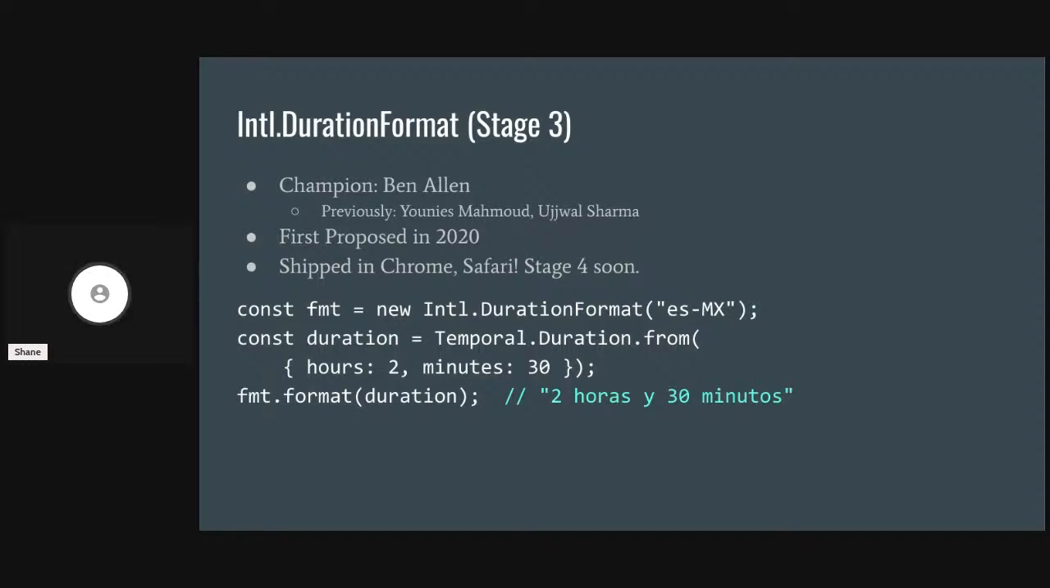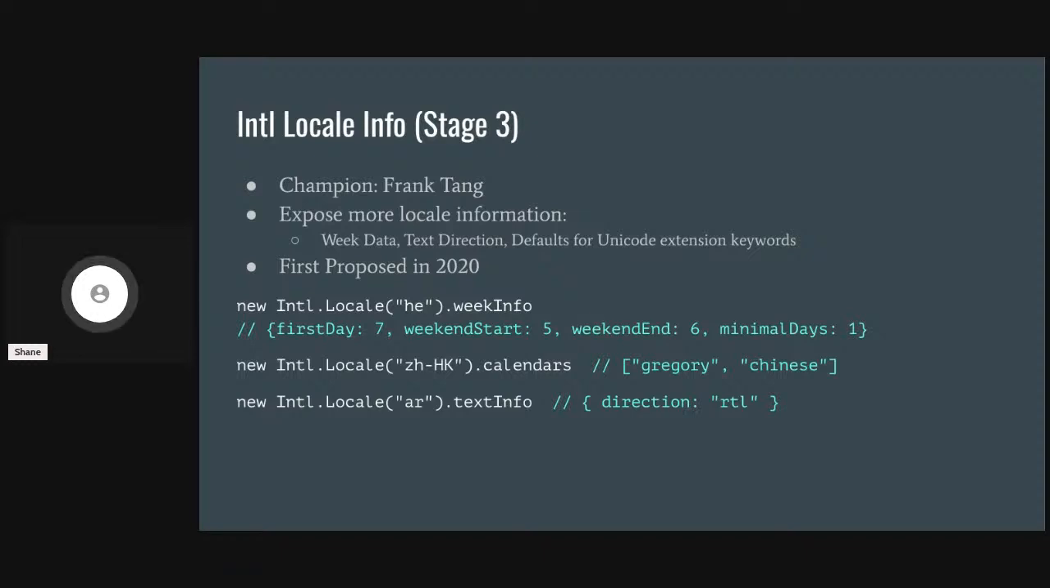So interval duration format is stage 3. It's being shipped in Chrome and Safari, which is a big milestone. And we're expecting to put this up for stage 4 soon, not this meeting, but hopefully next meeting for TC39. This is how you can use interval duration format. A few other new things that are in the pipeline.